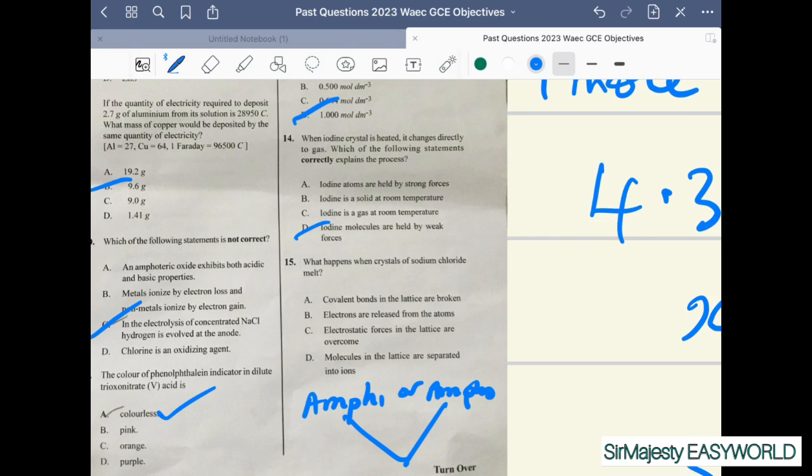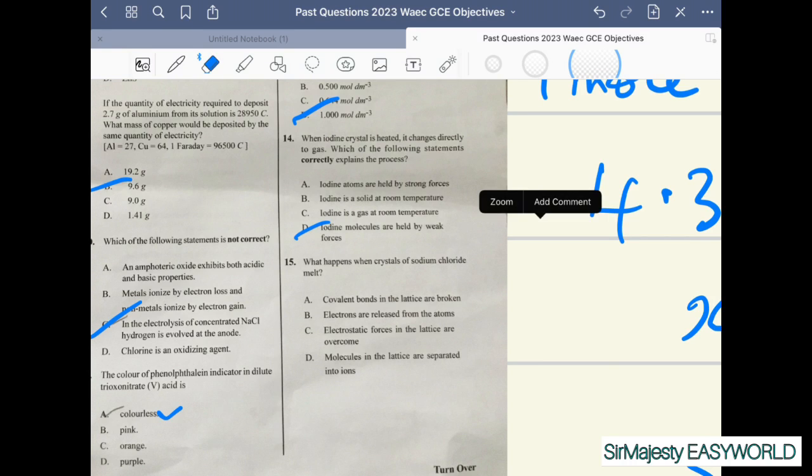A. Covalent bonds. If you hear sodium chloride, automatically remove in your mind anything covalent, because sodium chloride is an ionic compound, or electrovalent, and these two don't go together. B. Electrons are released from the atoms when sodium chloride melts. No, melting is not synonymous with ionization. Don't confuse melting with ionization. So option B is incorrect.